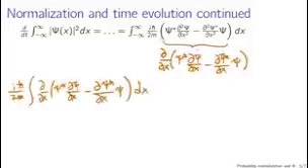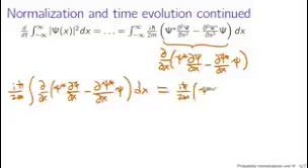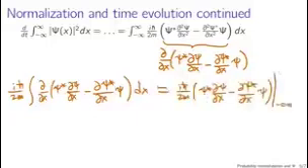We're integrating dx now. And this is nice because we're integrating dx of a derivative of something with respect to x. So that's easy. Fundamental theorem of calculus. We end up with i h bar over 2m, psi star partial psi partial x minus partial psi star partial x psi, evaluated at the limits of our integral, which are minus infinity to infinity.